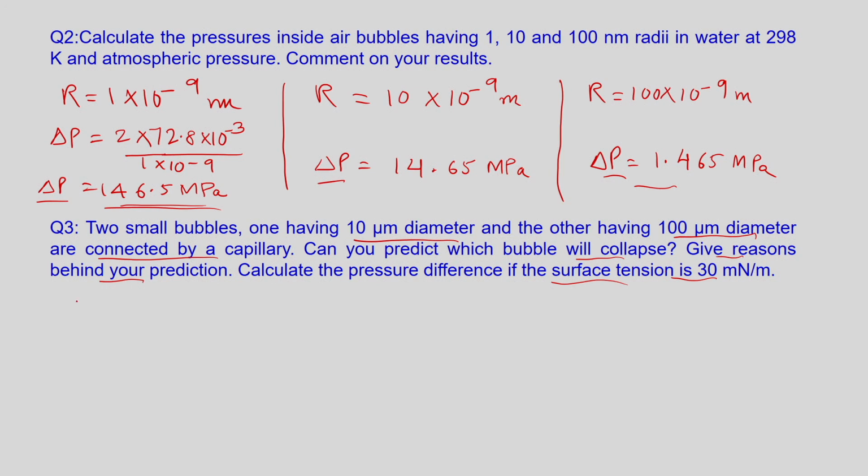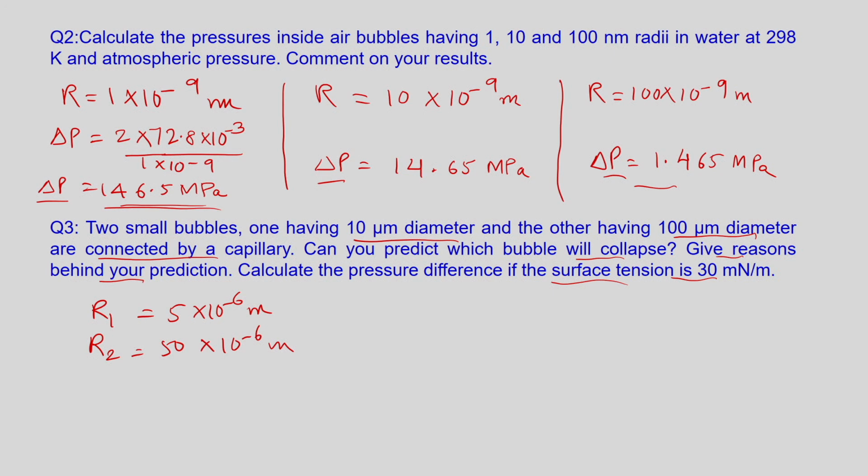So, let us write down the radius. First, R1 is 10 micrometer divided by 2, so it becomes 5 into 10 to the power of minus 6 meters. And R2 is equal to 50 into 10 to the power of minus 6 meters. Obviously, the pressure in bubble 1 will always be greater because of its smaller diameter. The small bubble will collapse while the larger bubble will expand. So, what is the difference?